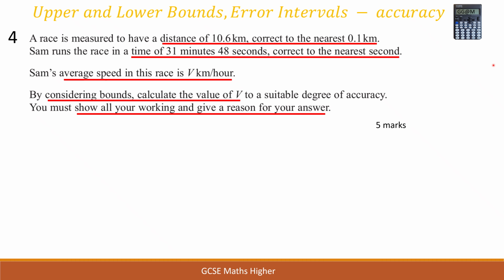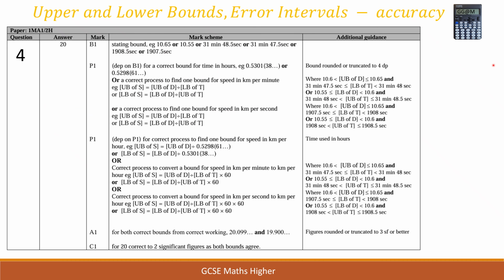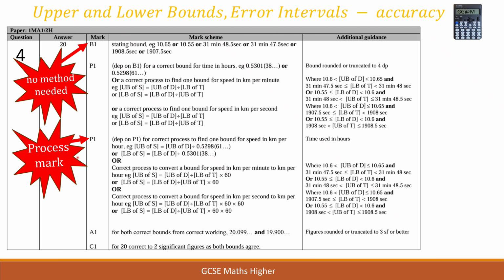Fantastic. Hopefully you've had a go at doing this question and you've managed to come up with an answer. So the mark scheme shows the answer should be 20. Okay, these are the 5 points where you would get the marks. The B1 up here means no method is needed to state what the bounds are. The 2 P1s here, okay, these are process marks. So if you tried to do the process correctly, you would still get a mark. And A1 is an answer mark, so that's an easy one.